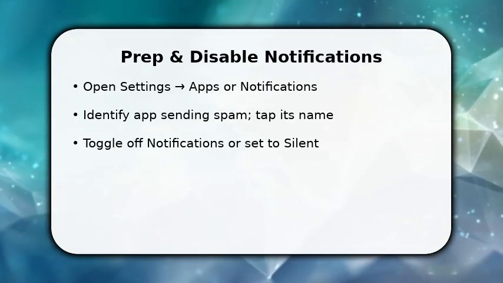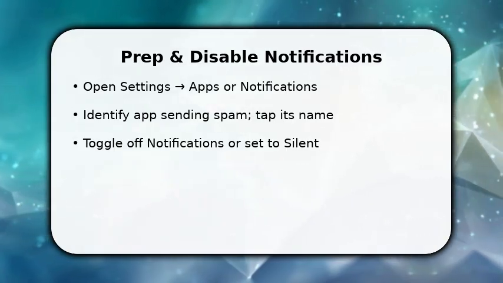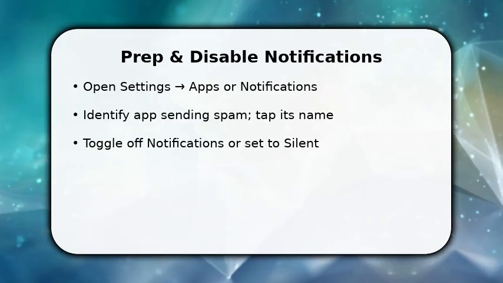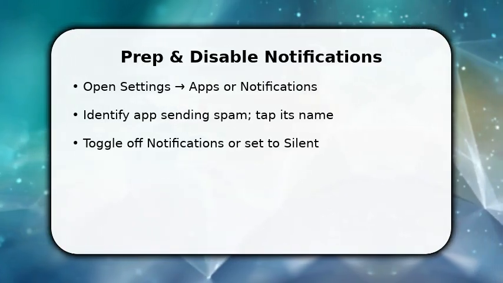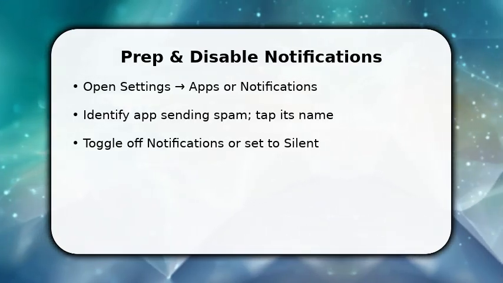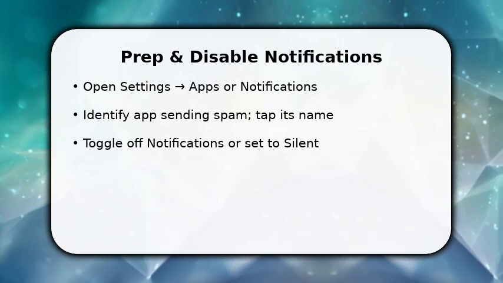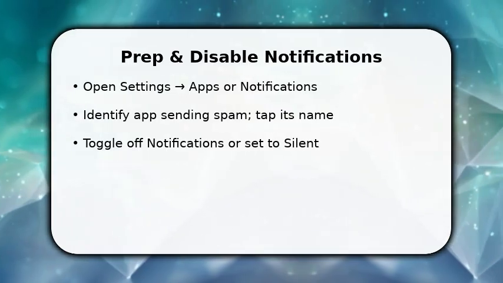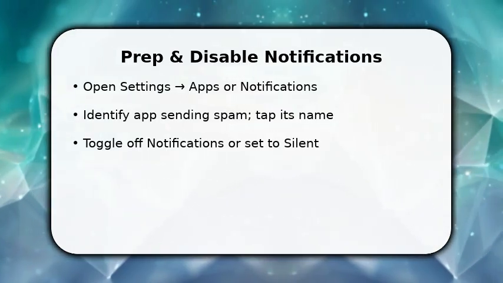Once selected, turn off notifications or choose Silent and disable pop-ups. You're preventing new banners and sounds immediately. If multiple apps are guilty, repeat this process. Make sure to exit settings after each change so Android saves the preference. Then watch for any remaining alerts.